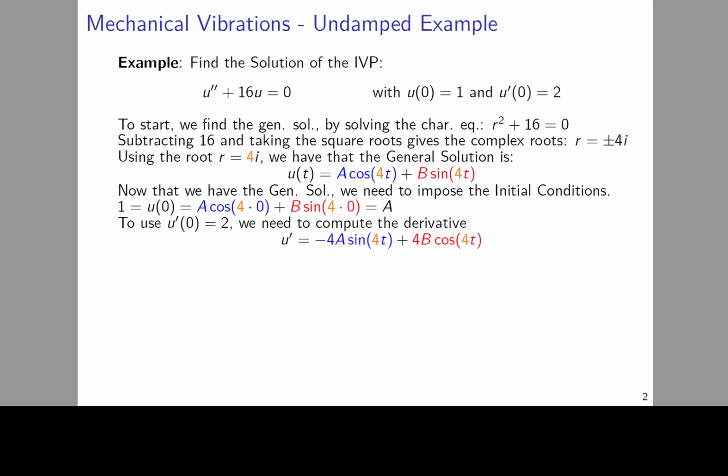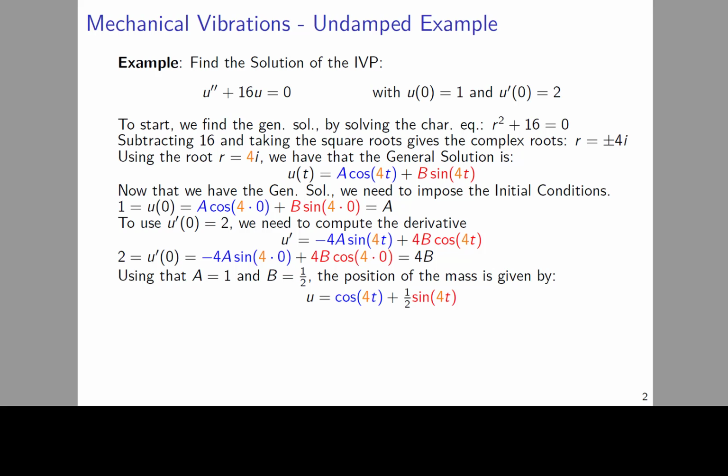And to use the initial condition u prime of 0 equals 2, we need to compute the derivative of u. Here, u prime is negative 4a times sine 4t plus 4b times cosine 4t. Evaluating at 0 gives that u prime of 0 is negative 4a times sine of 4 times 0, which is just 0, plus 4b times cosine of 4 times 0, which is just 4b. On the other hand, our initial condition is that u prime of 0 equals 2, so we get that 4b equals 2, and thus b equals a half. So using that a equals 1 and b equals a half, we can write the position of the mass as u equals cosine 4t plus 1/2 sine 4t.